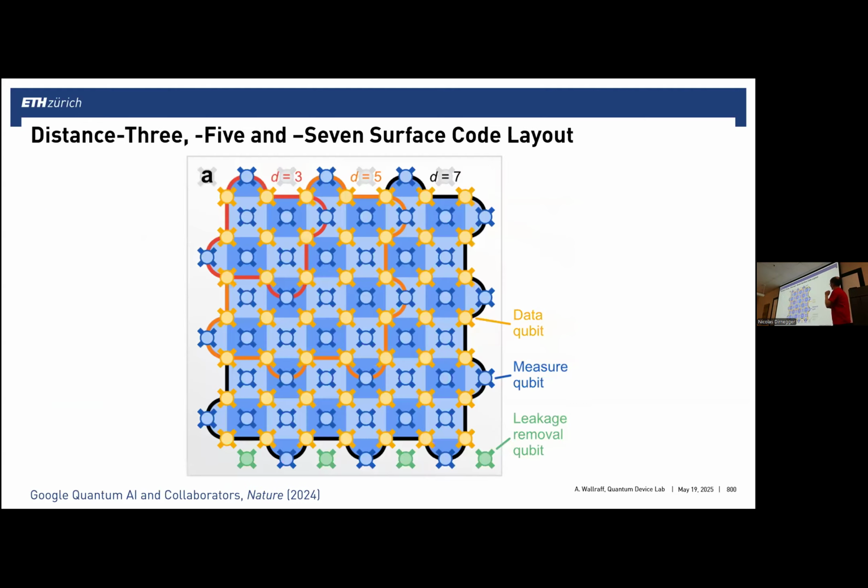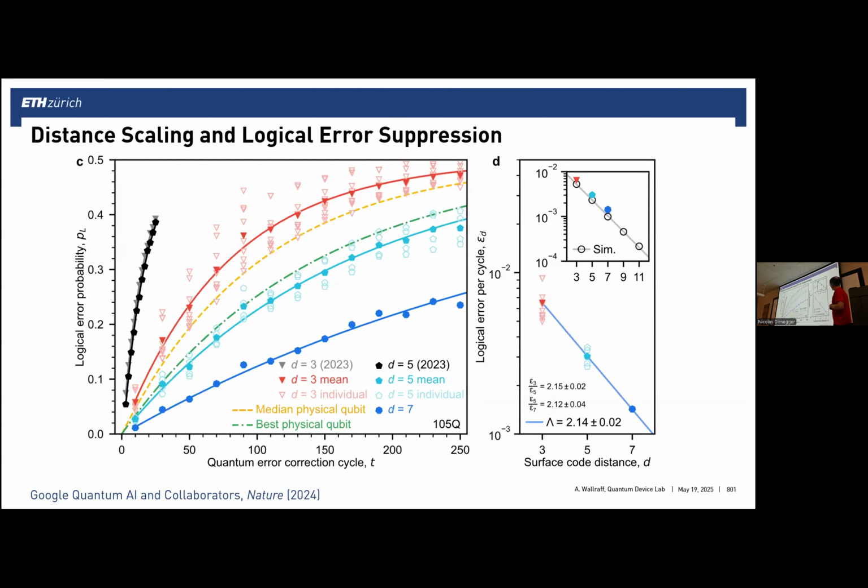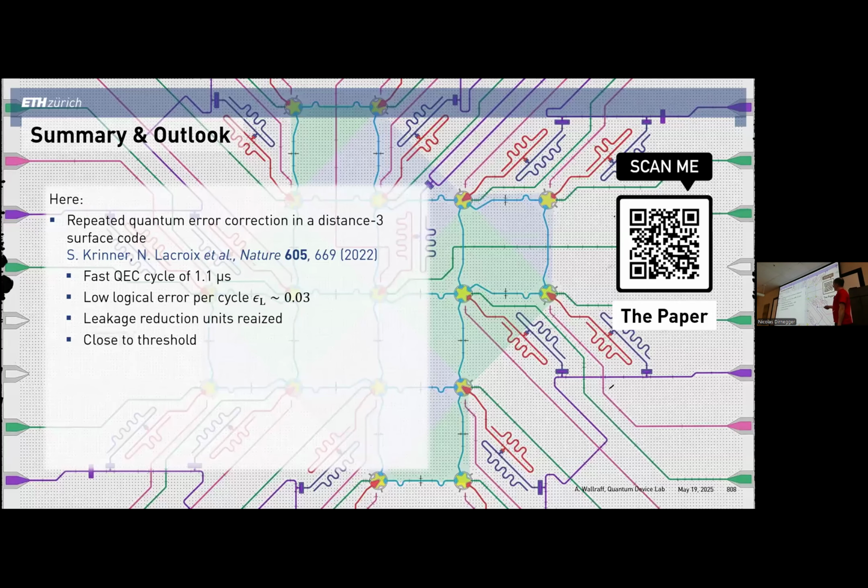And so here's the just-scaled-the-distance version, with distances 3, 5, and 7. This is essentially the equivalent of the plots that I've shown to you before, where you look at how the logical error increases with cycle number or cycle time. And then if you plot that logical error per cycle versus distance on a log scale, you see this exponential scaling, which is what you want, which is what was advertised for the surface code. Good.